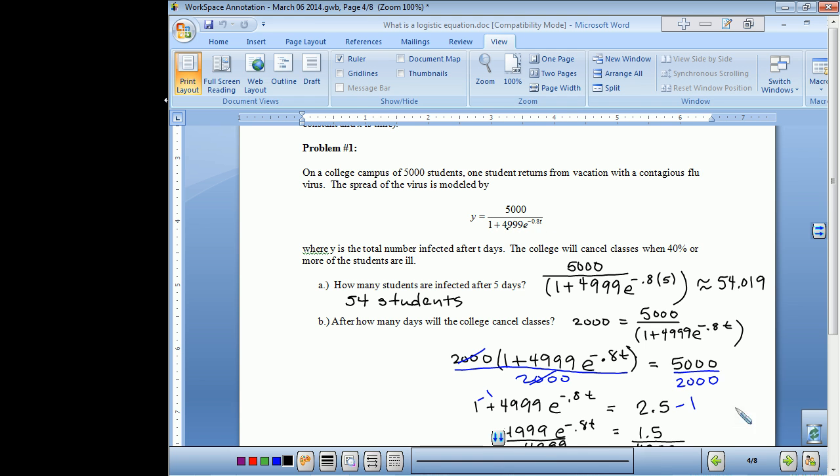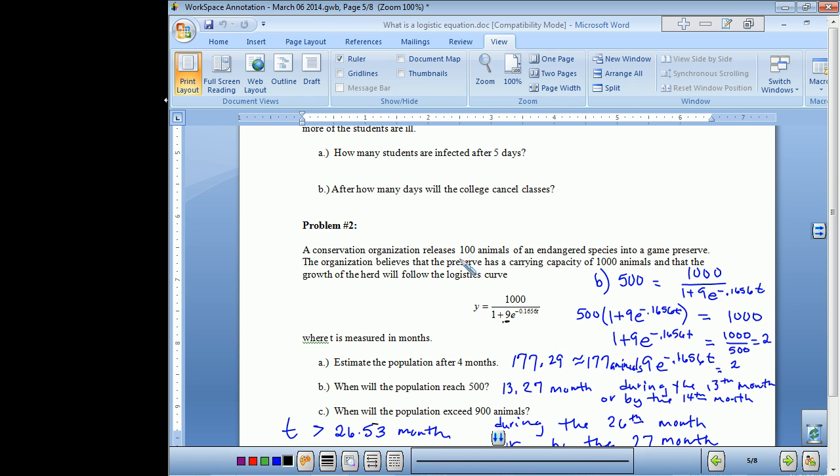Okay, now let's look at the second scenario. Here we started off with 100. So at time 0, this should equal 100. What do I divide 1,000 by so that the result is 100? Well, 1,000 divided by 10. 1 plus 9 is 10. Does that make sense where that number comes from? Okay, and that's going to help us in just a moment.